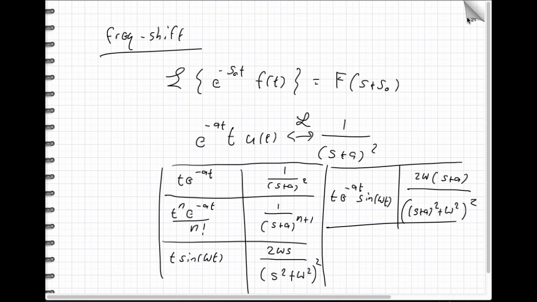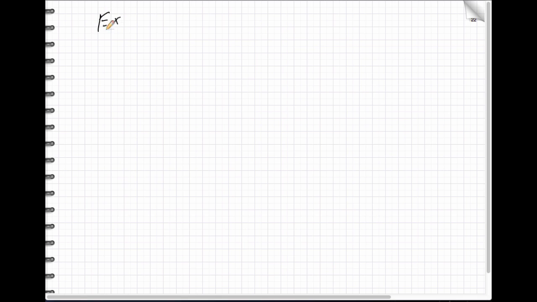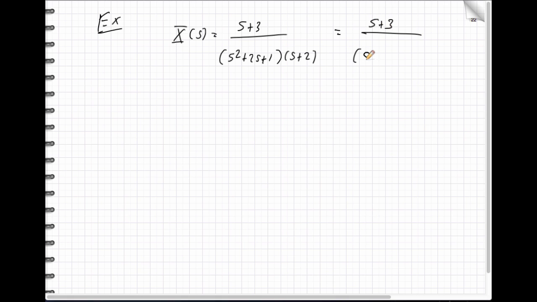All right, so let's do an example of a problem with a repeated root. Let X of s equal s plus 3 all over s squared plus 2s plus 1 times s plus 2. That actually turns out to be s plus 3 all over s plus 1 squared times s plus 2. Here is how you do the partial fraction expansion for repeated roots. I have one root that is repeated twice, and one distinct real root. We already know how to write the distinct real root. I'm just going to write A over s plus 2, done.